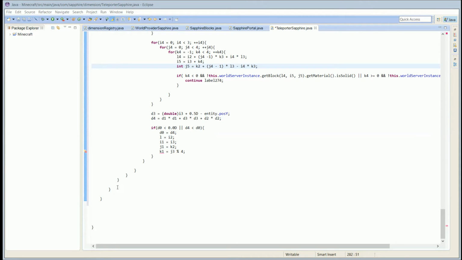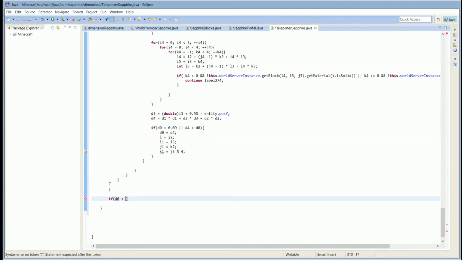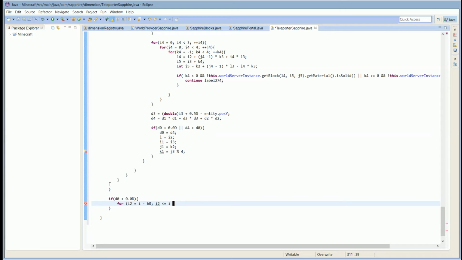Alright, all the way outside. 1, 2, 3, 4, 5, 6. If D0 is less than 0.0D, then for I2 equaling I minus B0, and I2 is less than or equal to I plus B0.